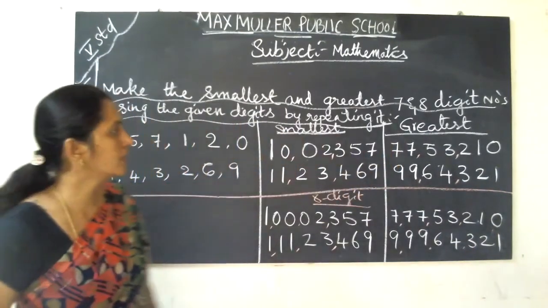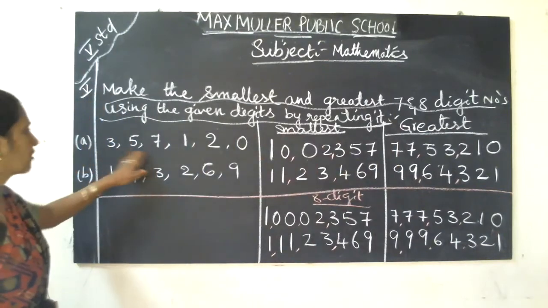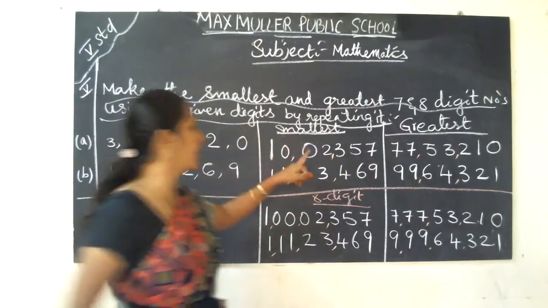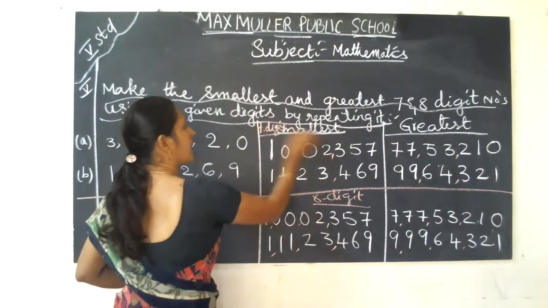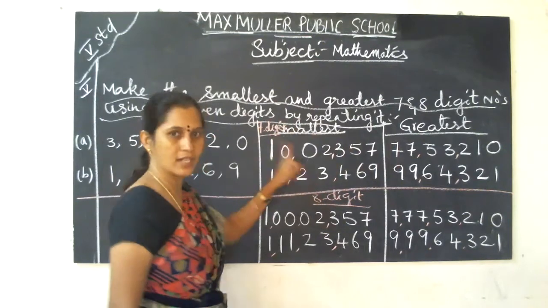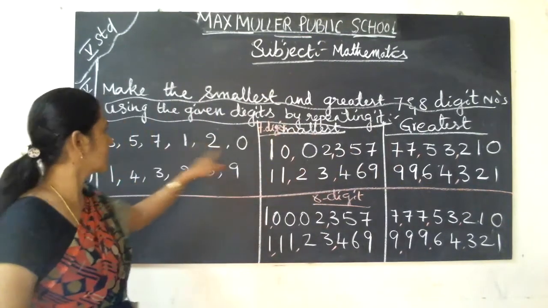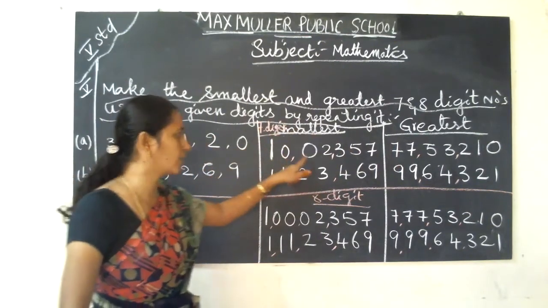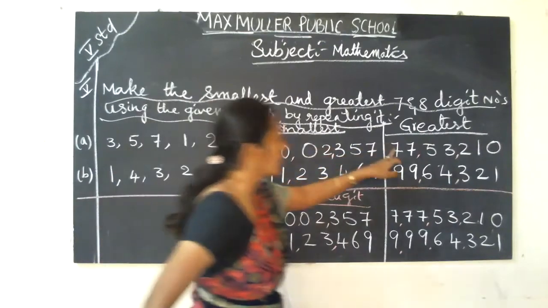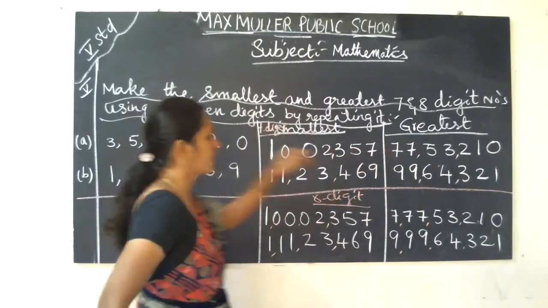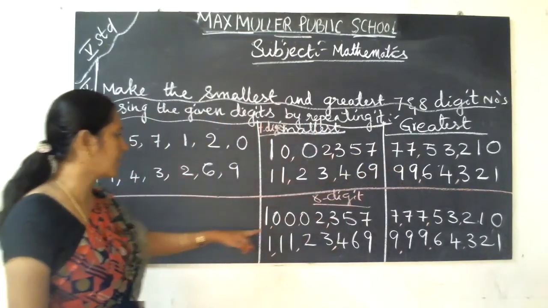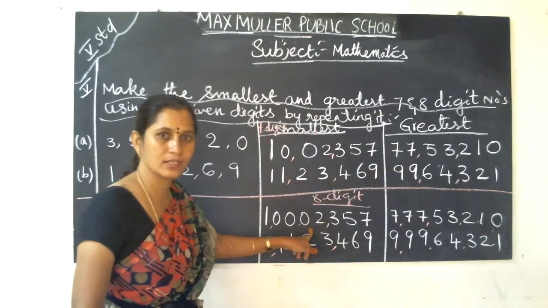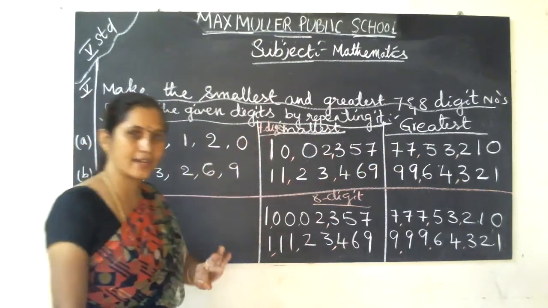Okay, got it? Once again, they have given 6 digits. We are here writing a 7-digit number, smallest and greatest. Smallest ones I have repeated. What is here? 0 is the smaller number. So 0 I have repeated once, and 7 is the greater number. So 7 I have repeated once. Okay. If it is an 8-digit number, you have to repeat it twice. If it is 9-digit, thrice, like that.